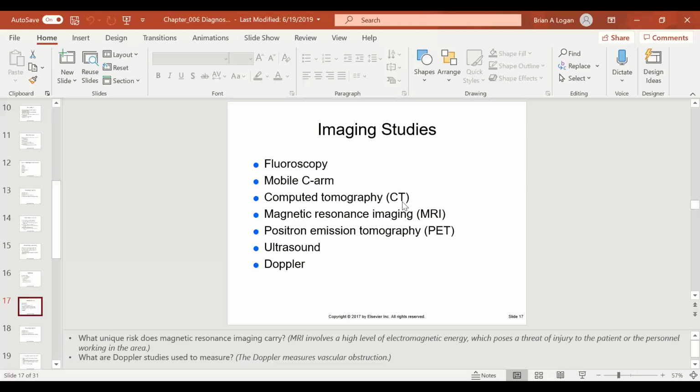We'll get more into the Doppler and playing with it when we get into the vascular surgeries.